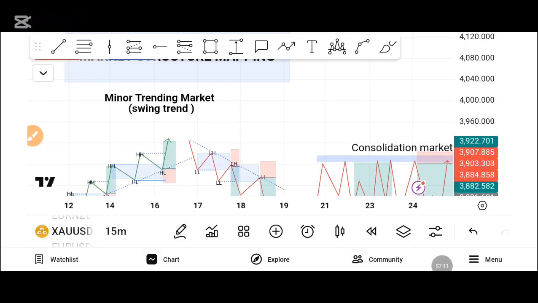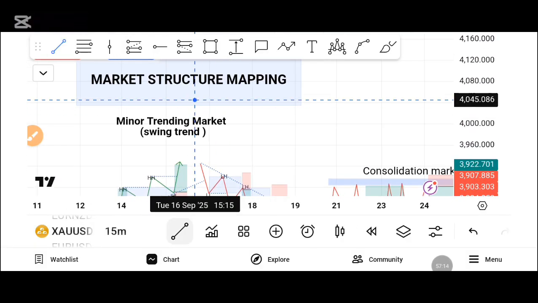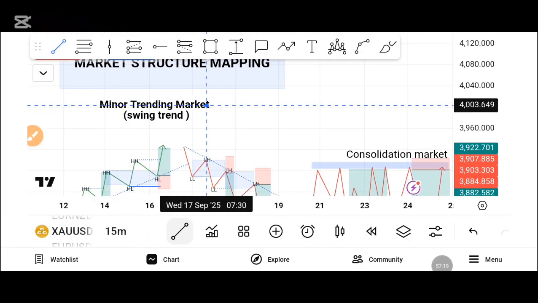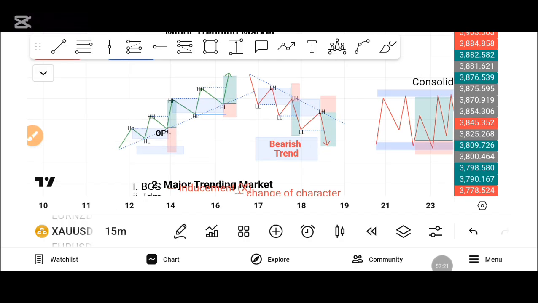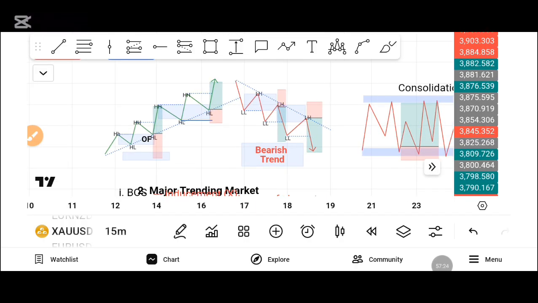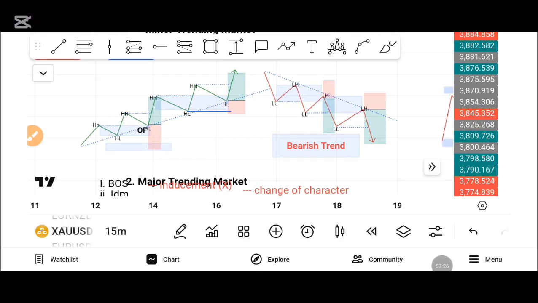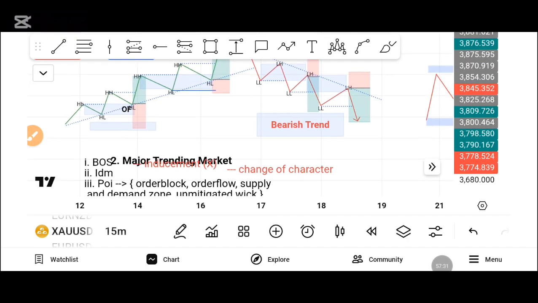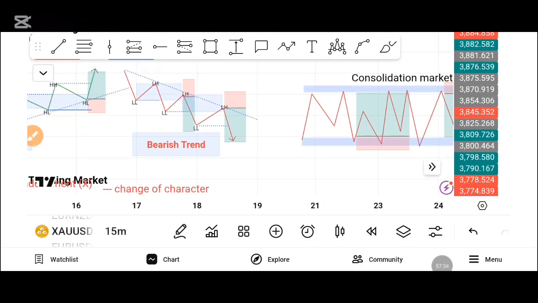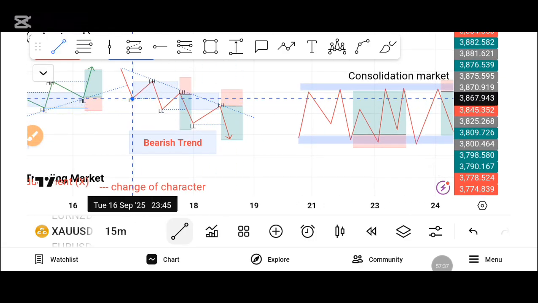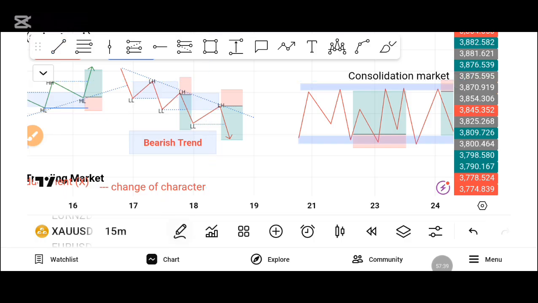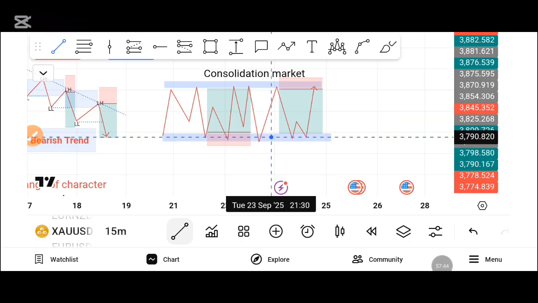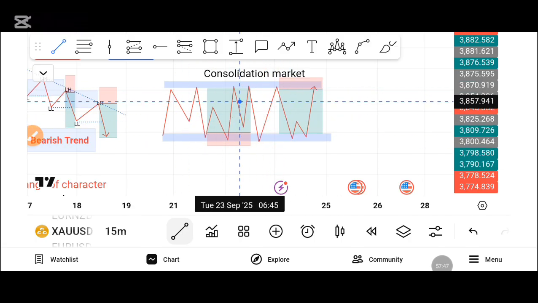So we first talked about our topic, which is market structure mapping, and we talked about minor trending markets, which is your higher high, higher low, and this is an uptrend, and this is a downtrend, which is your bearish price giving us a lower low, lower high, lower low, lower high, alright. And we talked about the consolidation market. Price is not going anywhere, just consolidating in this box, alright.